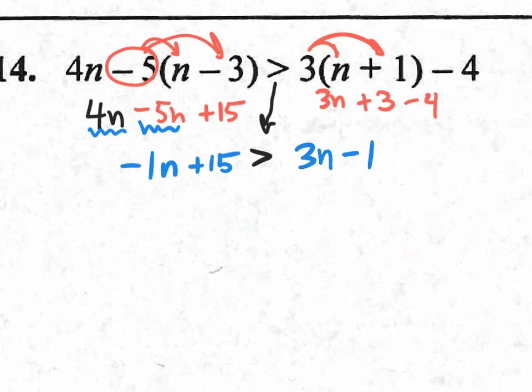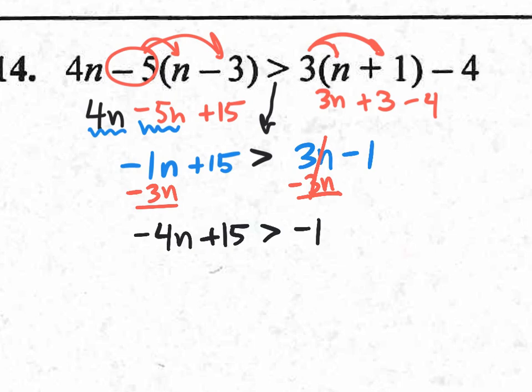Now let's get the n by itself on one side. So I am going to move the 3n over to the other side by doing the opposite of 3n, which is -3n. What you do to one side, you do to the other side. Right here it canceled out. Over here on the left side, it becomes -4n. Let's bring down the +15, bring down the greater than, the -1. There's your new inequality. Let's continue solving. I'm going to get rid of the 15 by subtracting 15, subtracting 15. We have -4n is greater than -16.